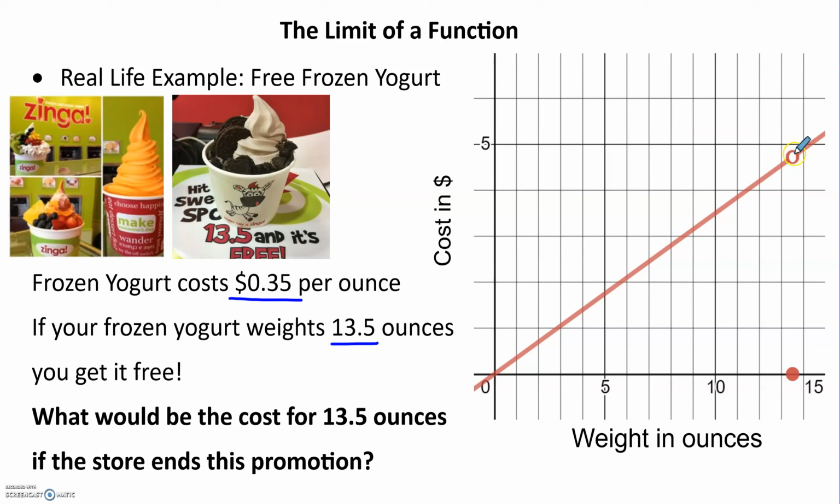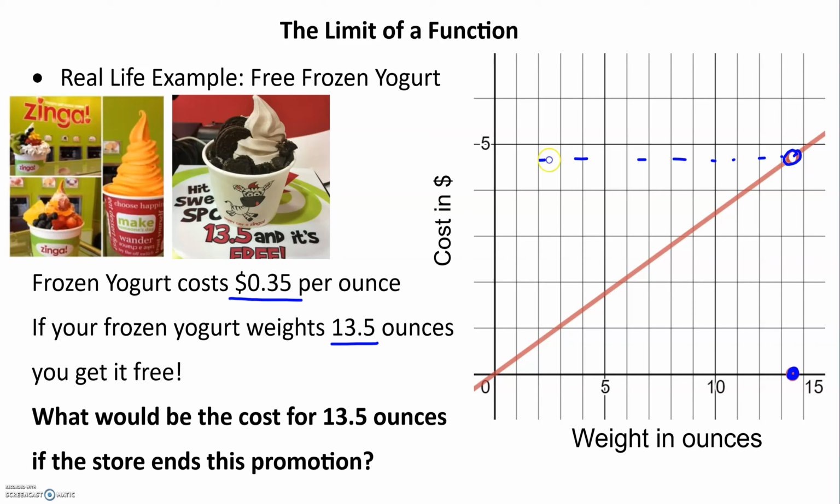However, because of that promotion, there's actually a jump in our graph. You wouldn't pay the normal cost for that 13.5 ounce yogurt. It would actually be for free. So your cost would be 0 in that case. So the idea of the limit here would be, what if the promotion for the 13.5 ounce yogurt ended? What would be the cost that a customer would pay in that case? So I'm trying to estimate the y value for that hole that we see here.